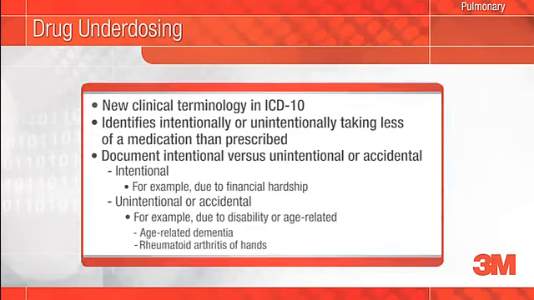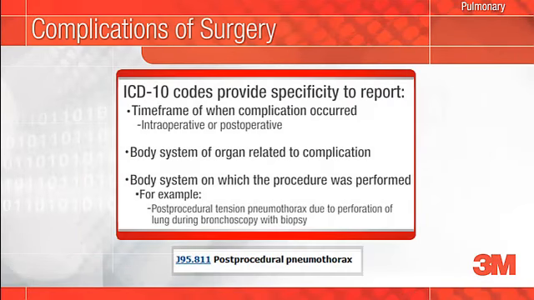patient could not afford to pay for the antibiotic prescription. In ICD-9, codes for complications did not identify when the complication occurred, the body system affected, or type of surgery performed. ICD-10 codes do. In order to code a complication, the coder must know whether the complication occurred intraoperatively or postoperatively, so include these details in your notes when it is not readily apparent.